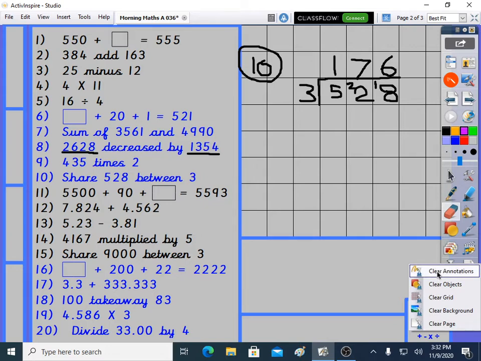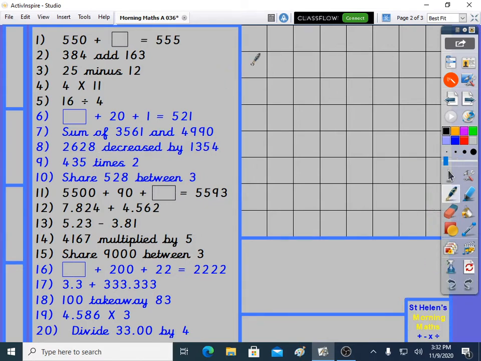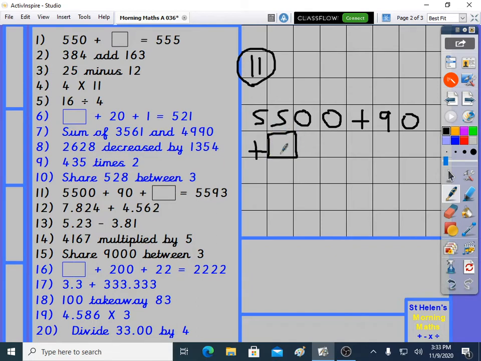Year 5 level questions coming up. Question 11. Place value 5,500 plus 90 plus something equals 5,593. It's not really a trick question or anything, it's pretty easy. 5,593. There's the 5,000, there's the 500, there's the 90, but we still need a 3. So in the missing box goes a 3. And we're on to question 12.